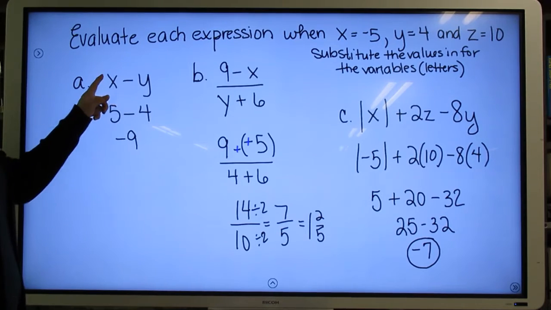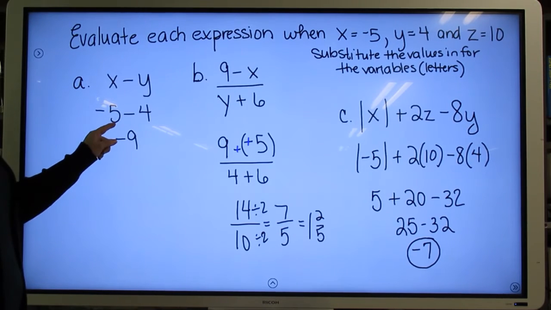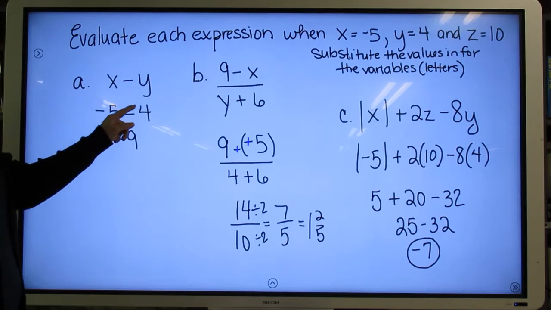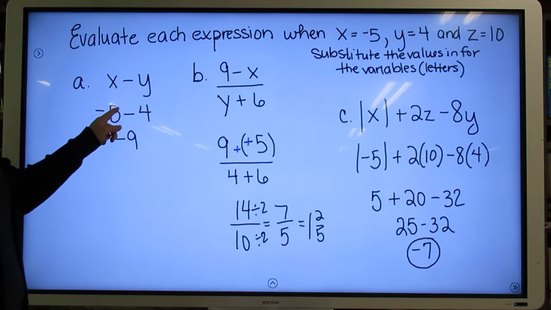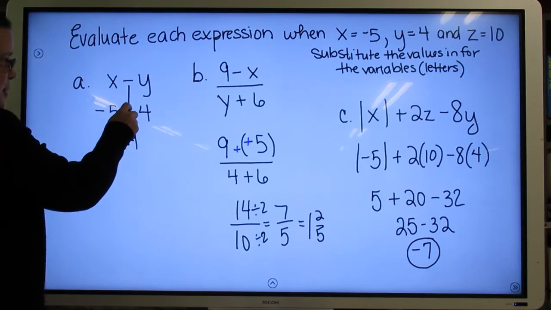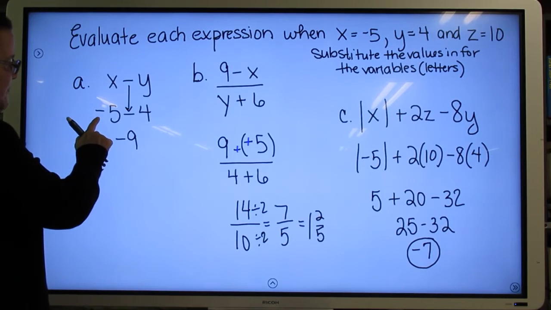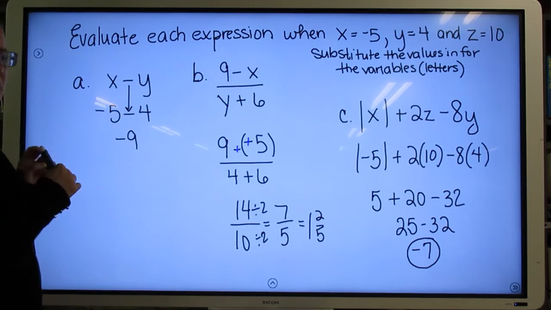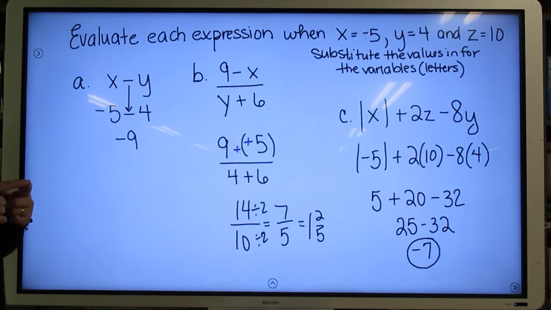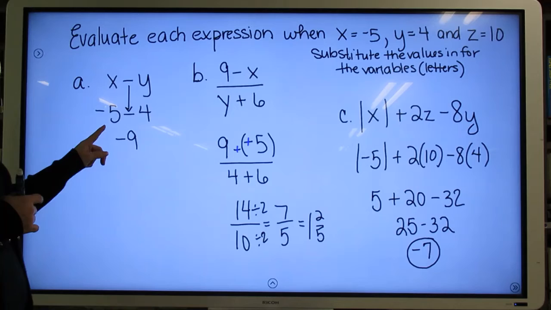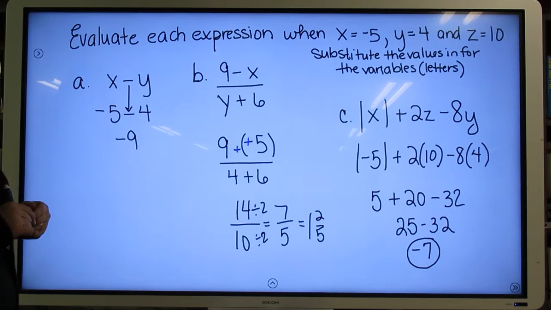So x minus y, we're substituting the negative 5 in for the x and the positive 4 in for the y, and we bring down the sign because that is part of the problem. And then negative 5 minus 4, two signs are the same, keep the sign, add the number. So you would have a negative 9.